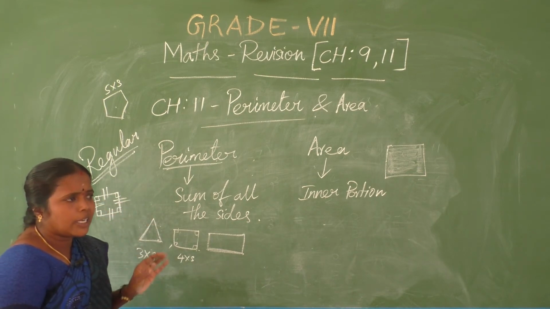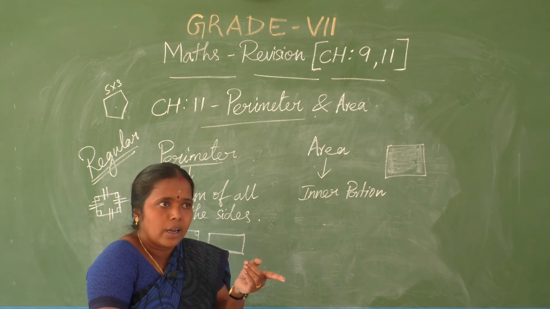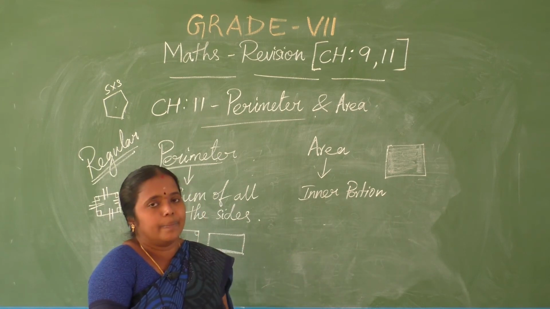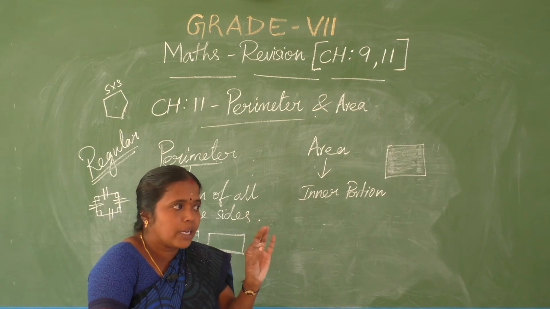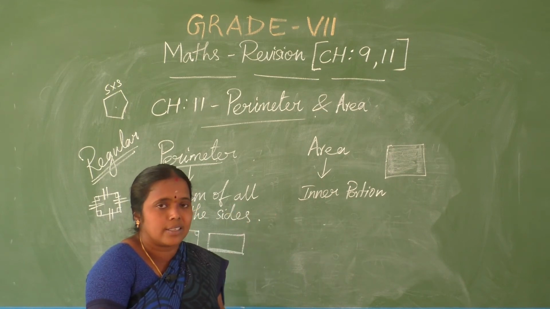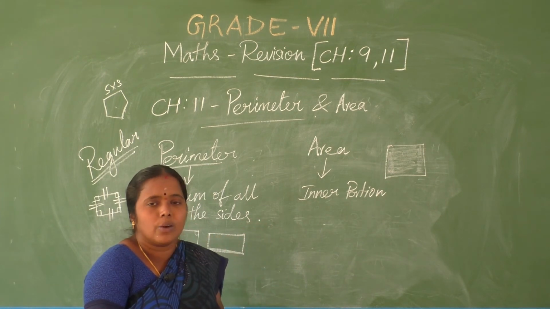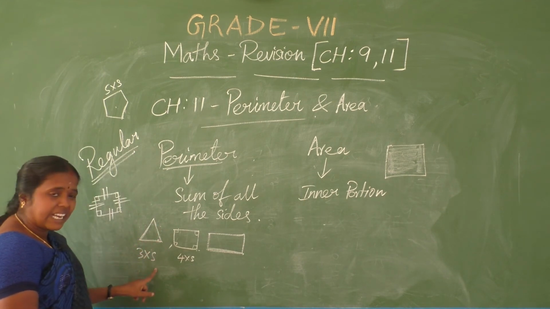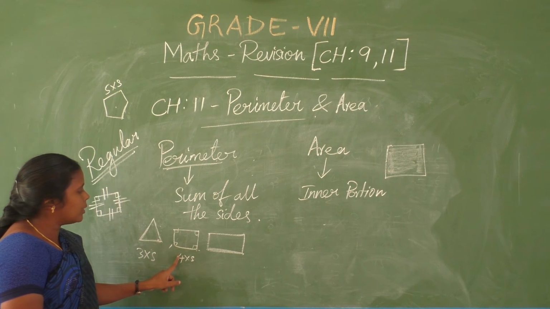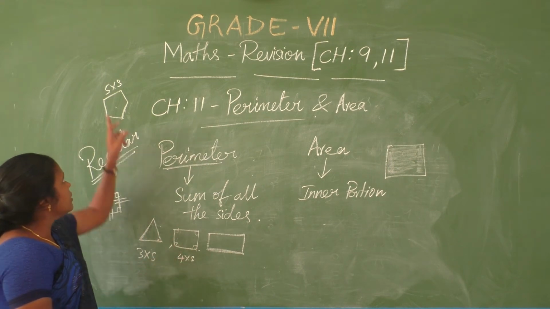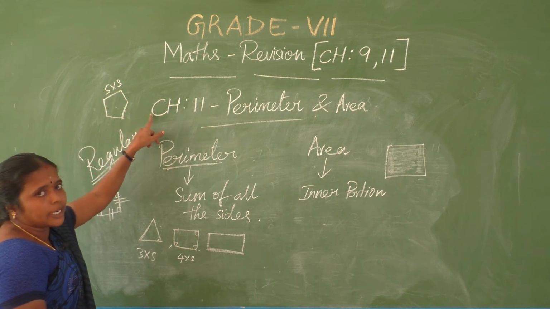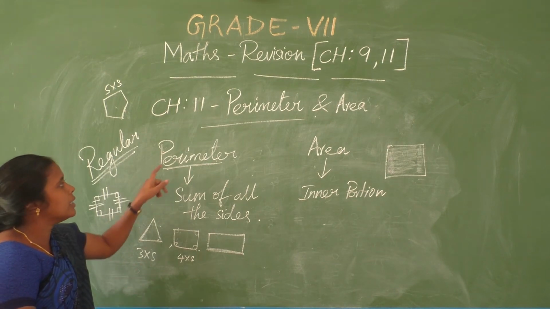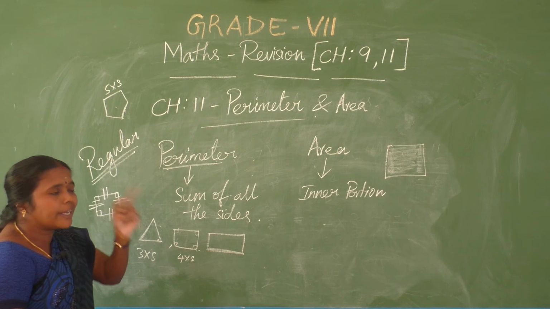So generally, if the figure is a regular n-sided polygon, what is its perimeter? N into side. Clear? If the figure is regular containing n sides, the perimeter is n into side. A 3-sided regular polygon means 3 into side, a 4-sided one means 4 into side, a 5-sided one means 5 into side. In general, for an n-sided regular polygon, the formula is n into side.